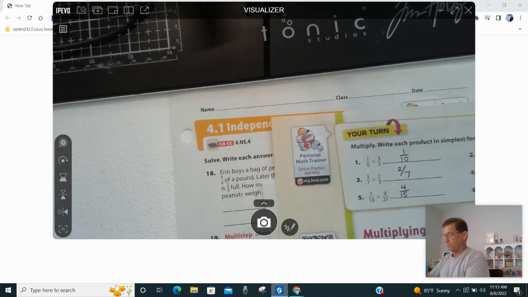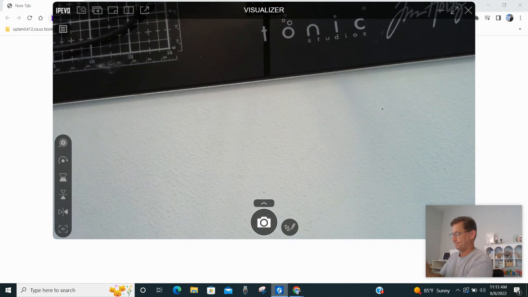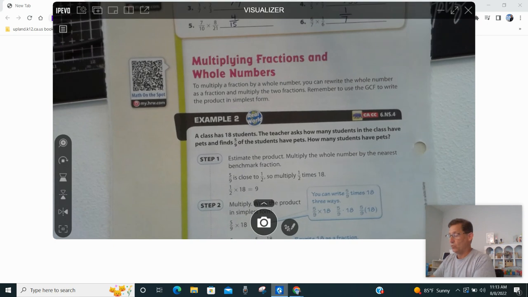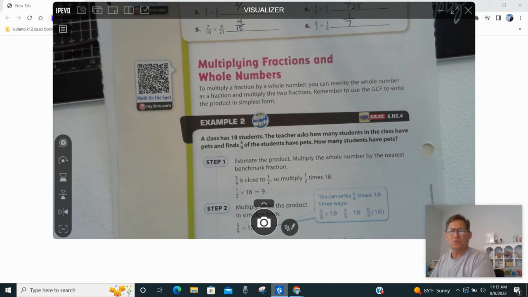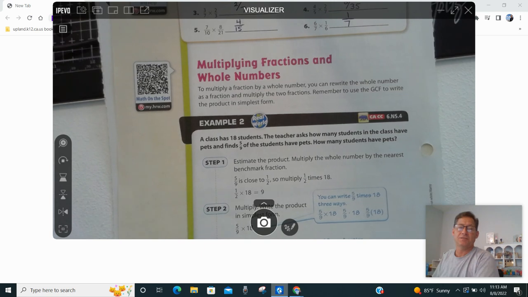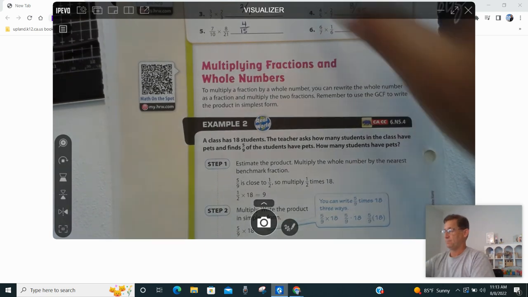All right, let's move on to example 2. Multiplying fractions and whole numbers. So to multiply a fraction by a whole number, you can rewrite the whole number as a fraction over 1, right? So 26, that's a whole number. I can rewrite it as a fraction as 26 over 1, and then multiply the two fractions. And remember to use the GCF, or greatest common factor, to write the product in simplest form.